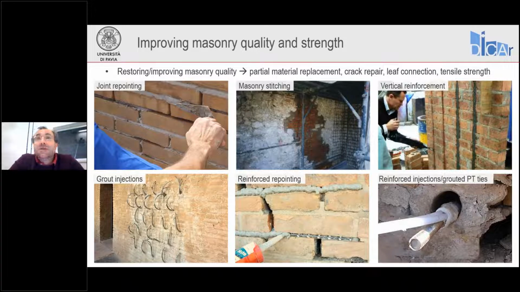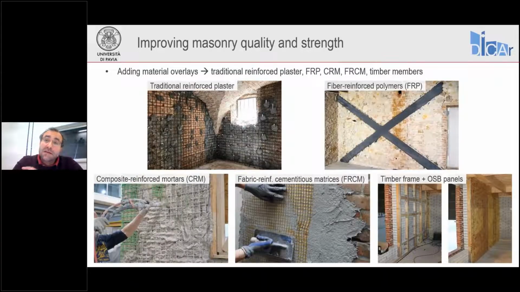And also we may want to connect together the masonry leaves throughout the thickness of the wall. In this case, there are several techniques that can be adopted. The one I'm showing here is called reinforced injection with grouted post-tension ties, for example. This is a possible solution for this problem. But what we are going to focus on today are other methods that are based on adding material overlays.